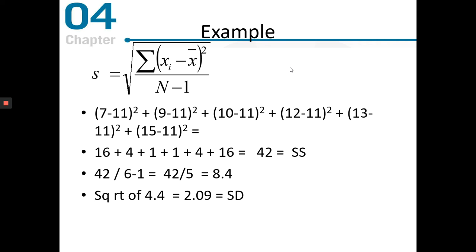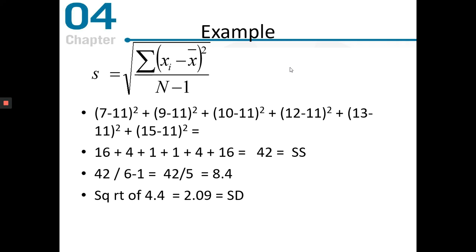So 7 minus 11 is 4. 4 times 4 is 16. 9 minus 11, that's 2. 2 times 2 is 4. 10 minus 11, difference is 1. 1 times 1 is 1. 12 minus 11, 1. 1 times 1 is 1. 13 minus 11, that's 2. 2 times 2 is 4. 15 minus 11, 4. 4 times 4 is 16.